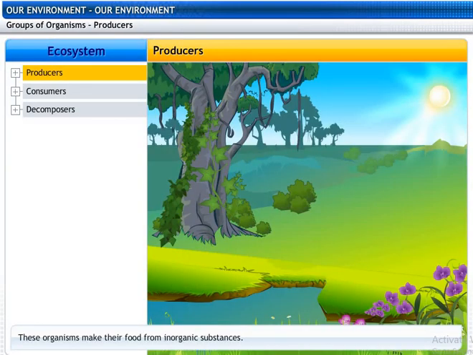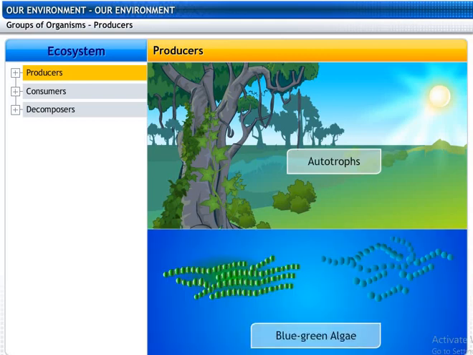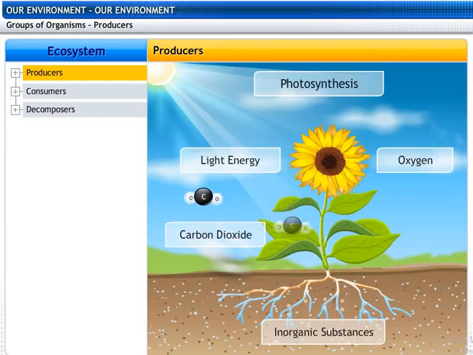Producers are organisms that produce their own food without the help of any other organisms. They make their food from inorganic substances. They are also known as autotrophs. All green plants and certain blue-green algae, which can produce food by photosynthesis, come under this category.